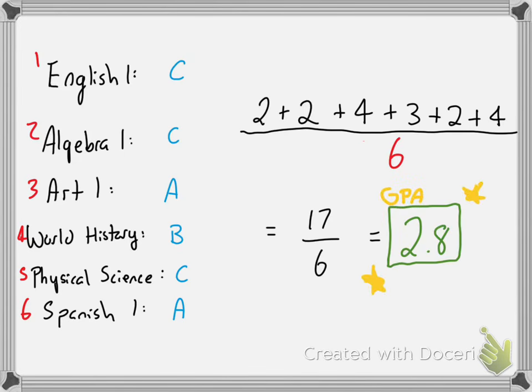Now from here, my sophomore year, my GPA won't start over. So I'll have a 2.8 going into my sophomore year, and every new class that I take is just going to keep adding to that average and changing my GPA from there.